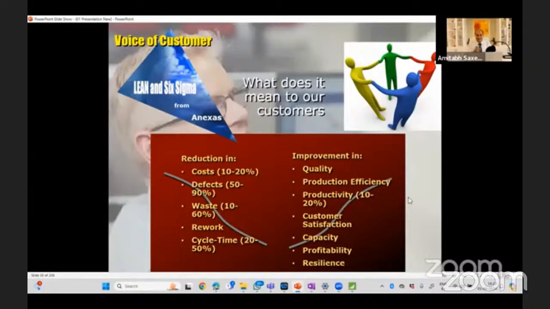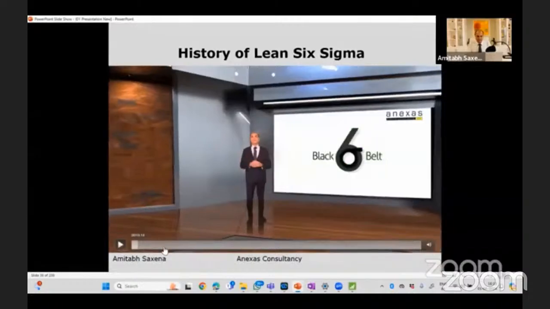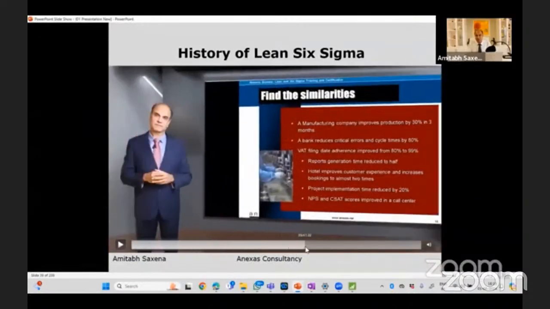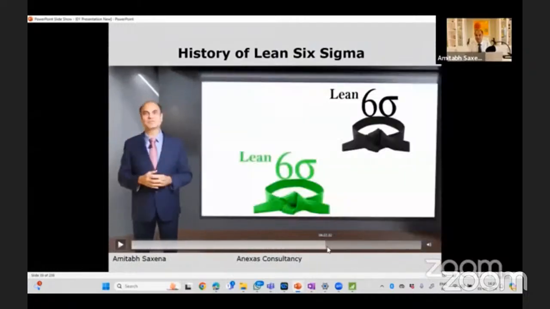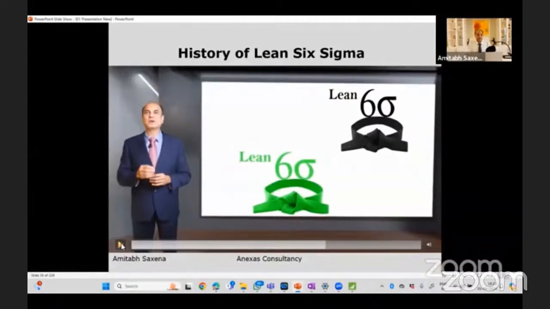So what is this Lean and Six Sigma? Would you like to know the history of Six Sigma? How it started? Just let me know. If you have it, then I can take you through that. And here I will use a video because videos are sometimes able to tell you bigger stories, better stories. So would you like to know the history of Lean and Six Sigma?